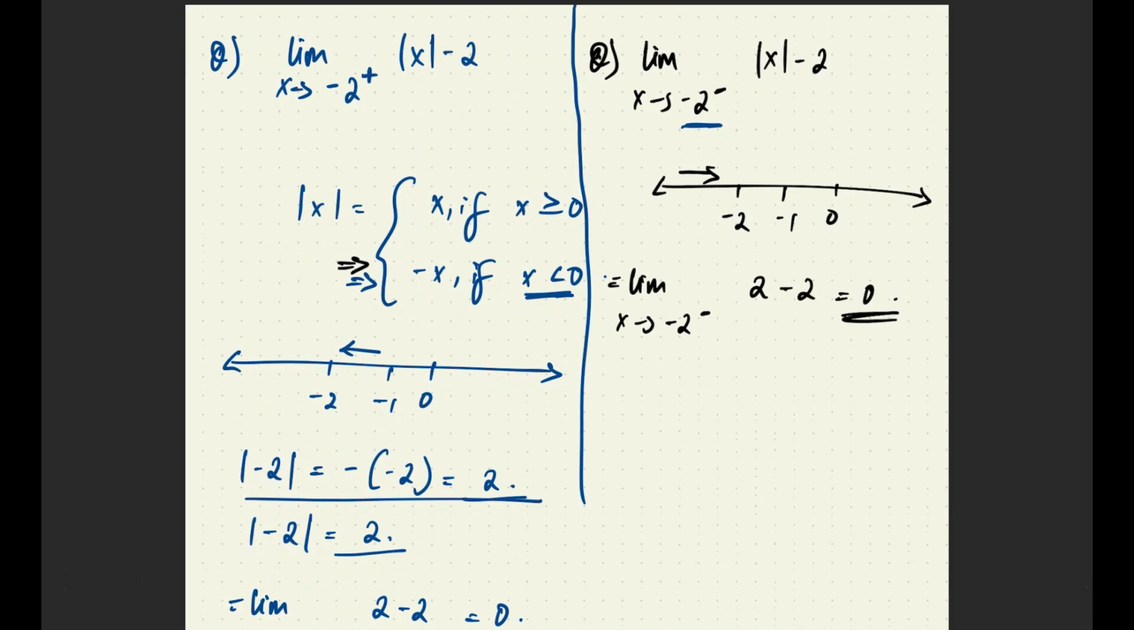So the main thing to take from this example is that it's very possible that sometimes you're approaching a number, in this case minus 2, from both the right-hand side and the left-hand side.